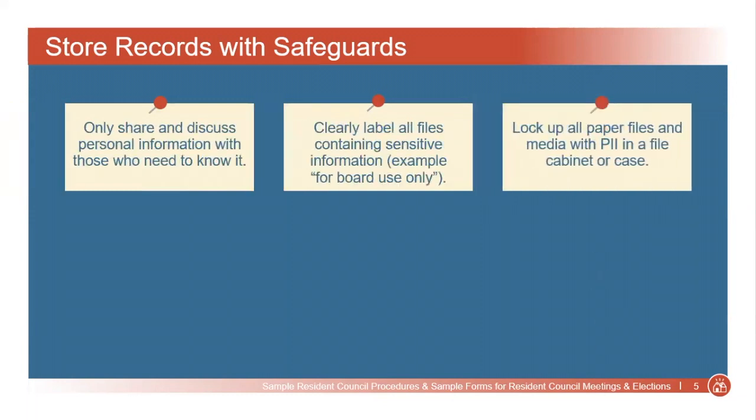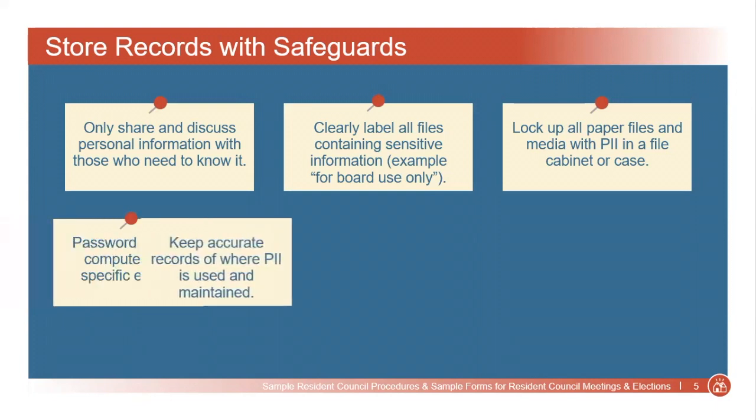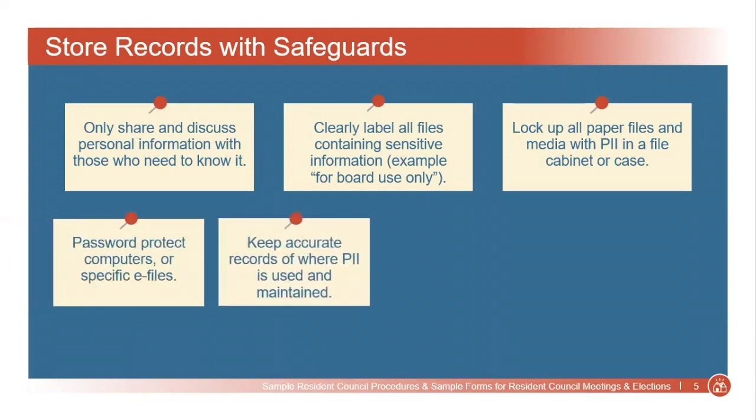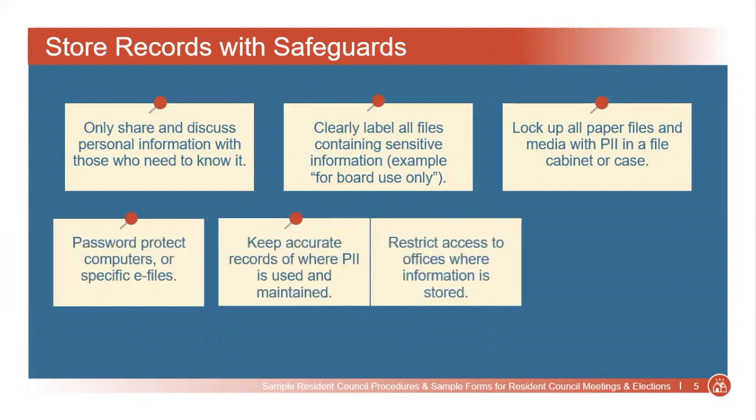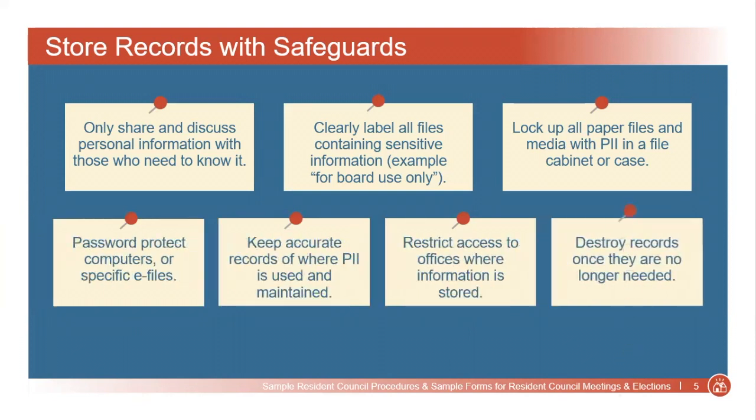Lock up all paper files and media, such as thumb drives or other electronic storage, containing personal information in a cabinet or case. Password protect computers or other electronic files and ensure only people who need the information have the password. Keep accurate records of where personal information is used and maintained. Restrict access to offices where information is stored by only providing keys to those who need them in order to carry out their roles. Destroy records once they are no longer needed.